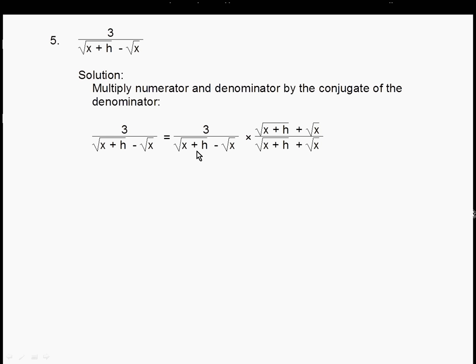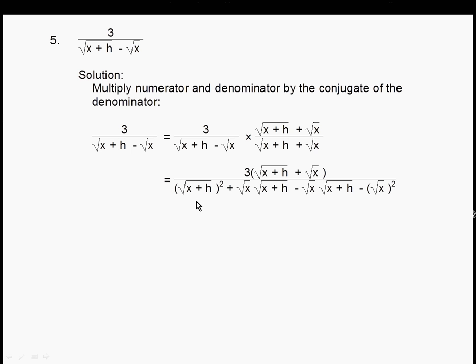The denominator, I'm going to do FOIL. So I'll have x plus h plus square root of x times square root of x plus h minus square root of x times square root of x plus h minus square root of x squared. Okay, so first, outer, inner, last, when I multiply the denominators. Okay, the numerator, I'm just going to leave it like that.